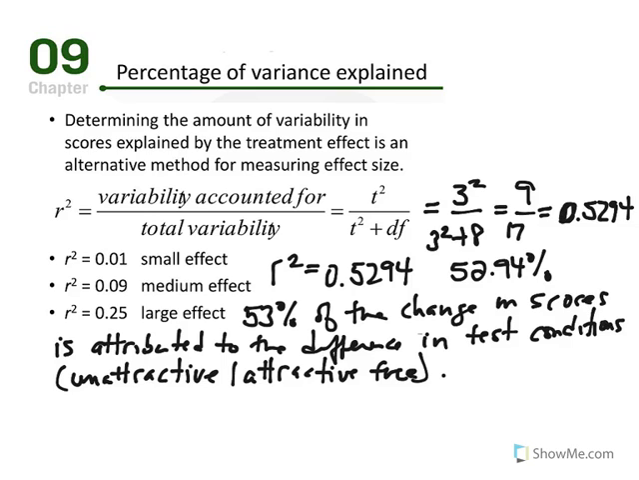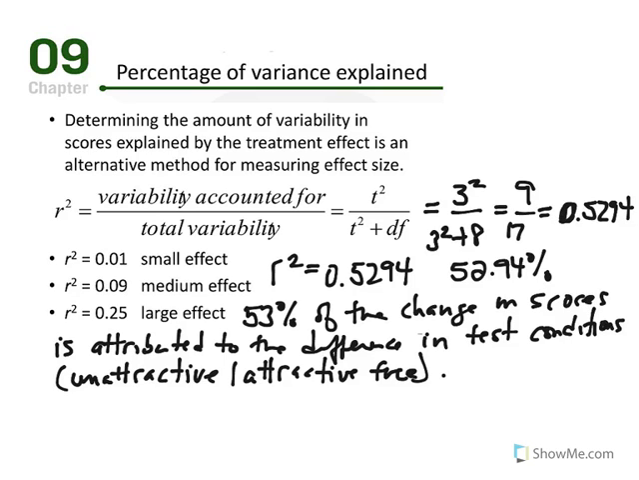So we would think of it as everyone's score increased by 3 points. 53% of that change in scores, the amount of time they spent looking at one face versus the other, was attributed to the fact that there were different faces, that the conditions were unattractive, attractive face. And because there's a difference, that promoted a change in scores, a change in time spent looking at one face versus the other. And in this case, they spent 3 minutes longer on average on the attractive face as opposed to the unattractive face.